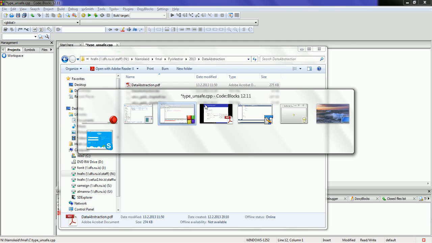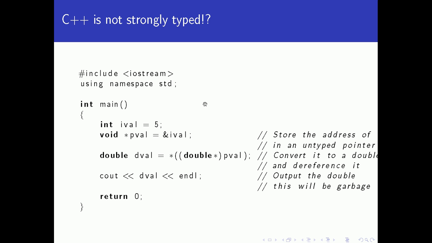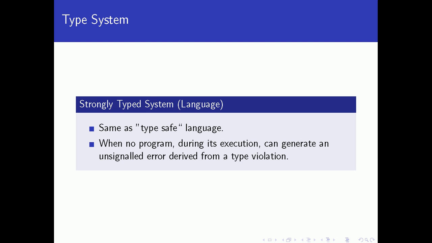So according to the definition that is used here, C++ is not strongly typed, because we have shown a program that during its execution generated an error. It was not signaled. We didn't get any error from the compiler or error from the runtime system, but the error was derived from a type violation. So in this sense, you can argue that C++ is not a type-safe language.